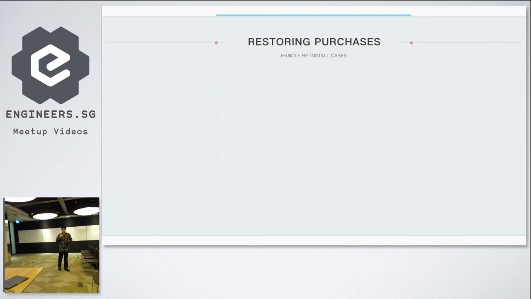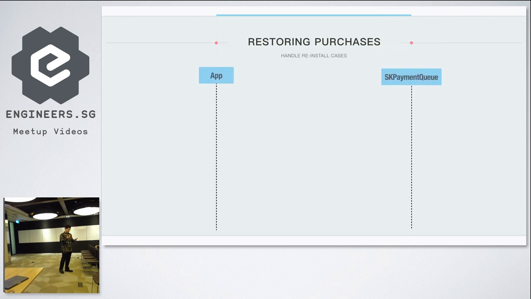Now, if the user installs the app on another device, he or she would expect their purchases to be enabled as well, right? This is the restore purchase flow. Apple's support for restoring purchases works for almost all in-app purchases except consumables. You need to provide restore purchases for consumables from your own backend. Now this flow is for the other in-app purchases, the non-consumable ones.